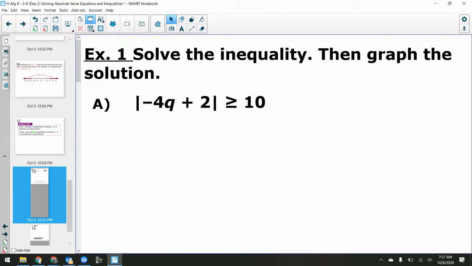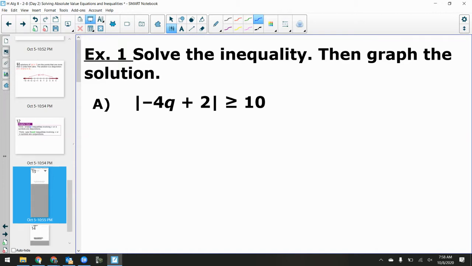So take a look here. Solve the inequality, then graph the solution set. We're on the back now. The absolute value of negative 4q plus 2 is greater than or equal to 10. All right. So my first step would be to get my absolute value completely alone. Is that done for us here? Yes. Perfect. My absolute value is alone on the left side.